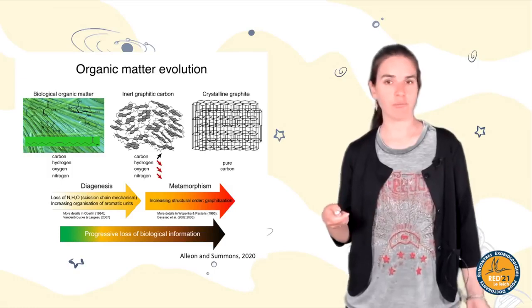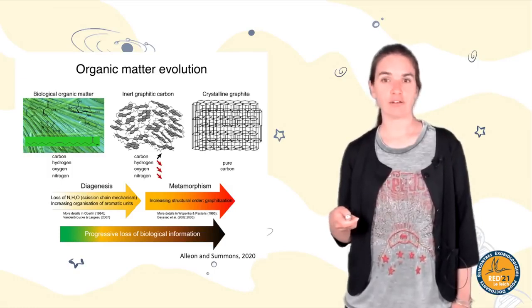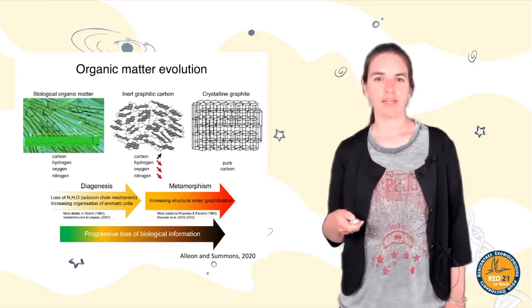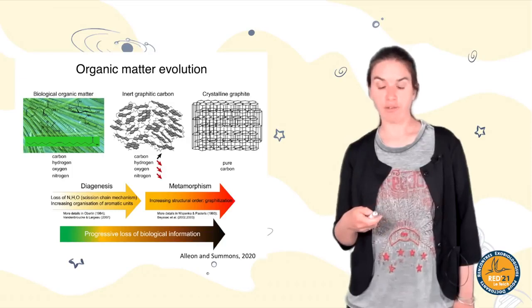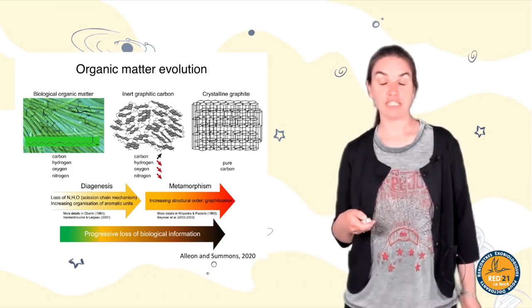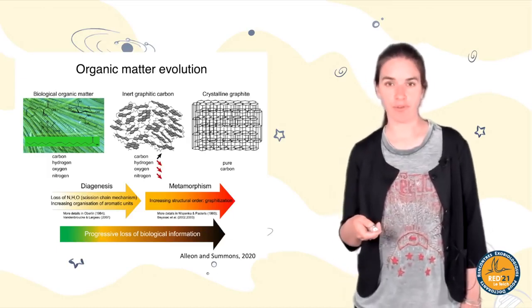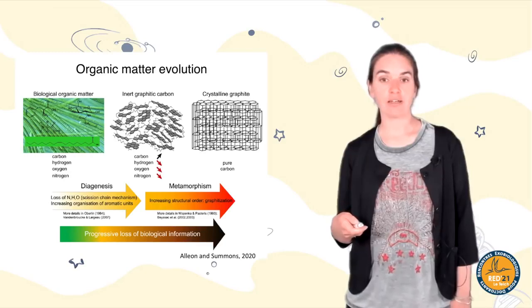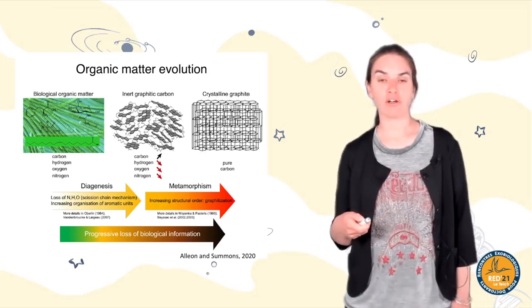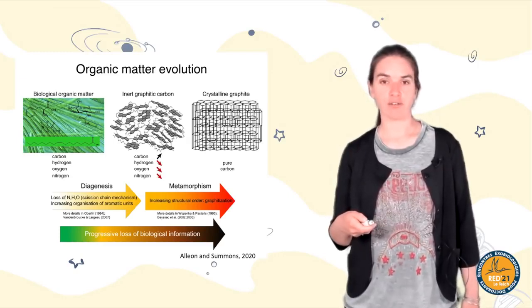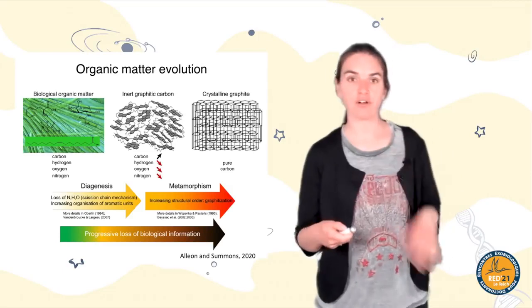And the more we heat the rocks, the more we increase the temperature. So during metamorphism, we will have crystalline graphite that is almost pure carbon. It is what we use for writing. And so progressively we lose any kind of biological information during this process. And because most of the Archean rocks have undergone diagenesis and metamorphism, it's always difficult to find what was the origin of this organic matter.